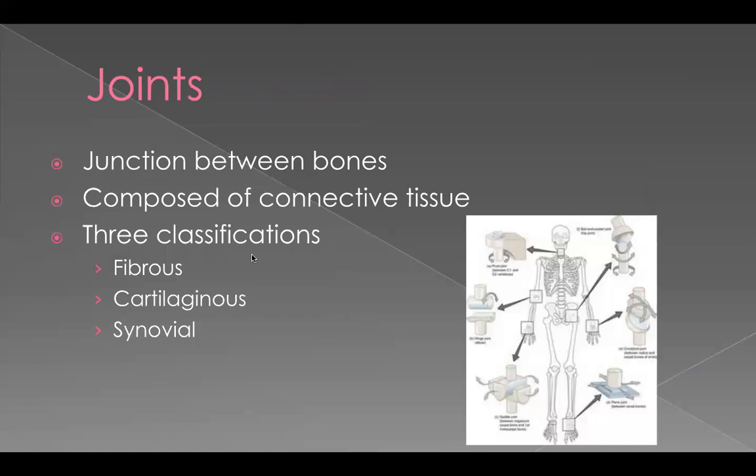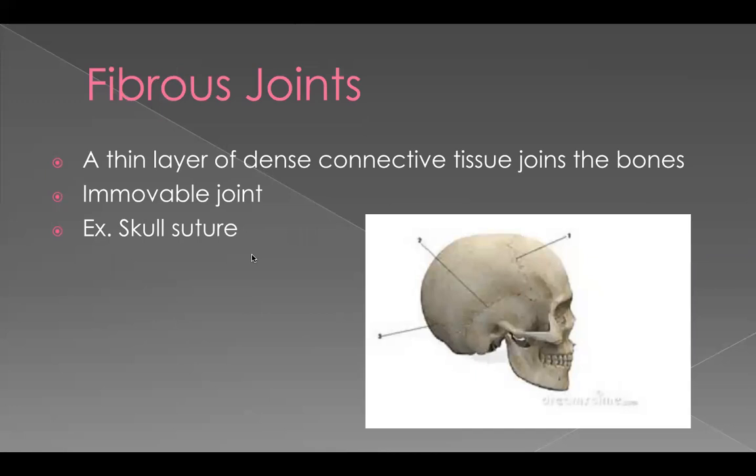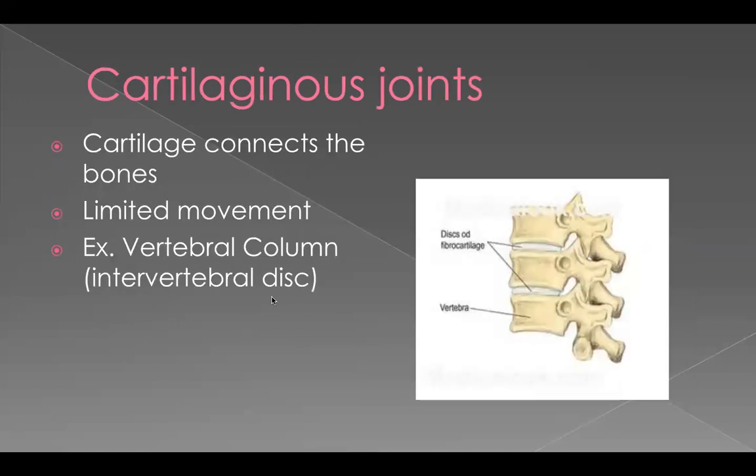Joints. We're going to talk about joints and the different types of joints. These are junctions between bones composed of connective tissue. We have three major classifications: fibrous, cartilaginous, and synovial. So fibrous is a thin layer of dense connective tissue. It's immovable, and those are the joints within the skull. You can see we have different bones, and there are joints between those. Cartilaginous joints have limited movement and can be found in the vertebral column. All right, so here are your cartilaginous joints.